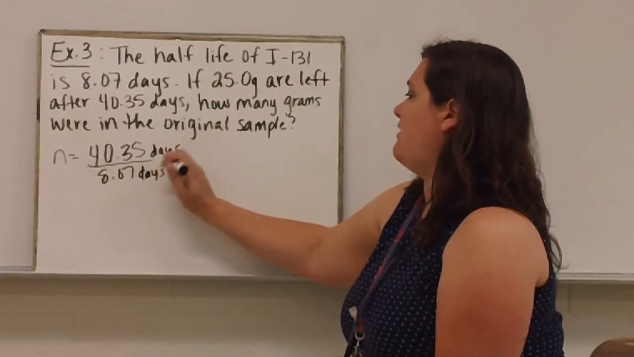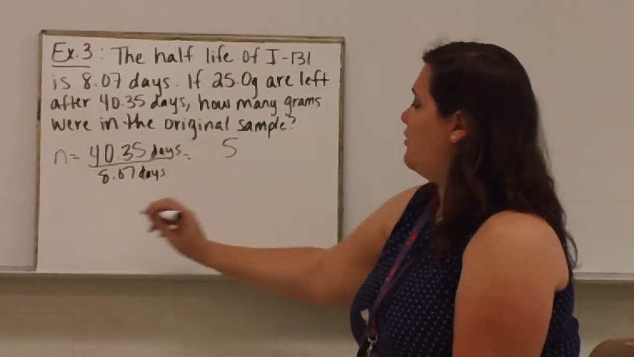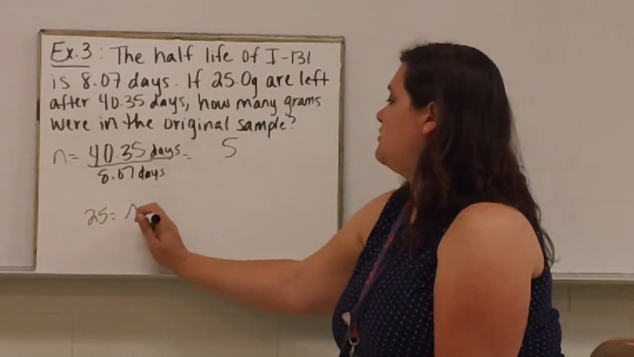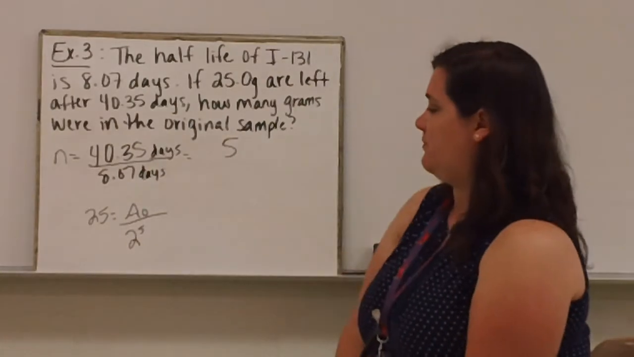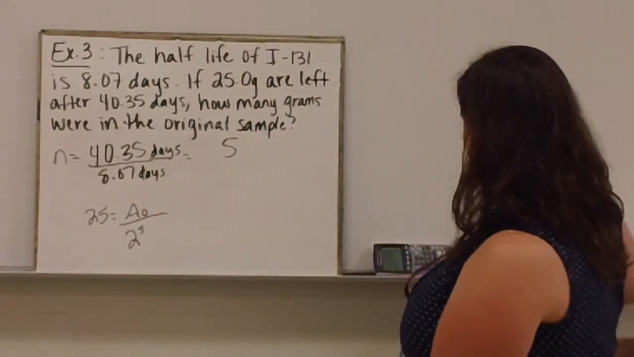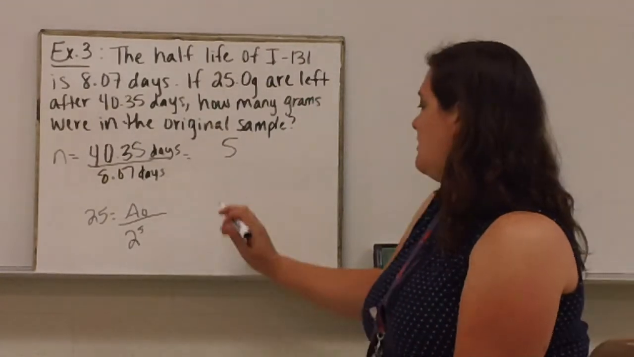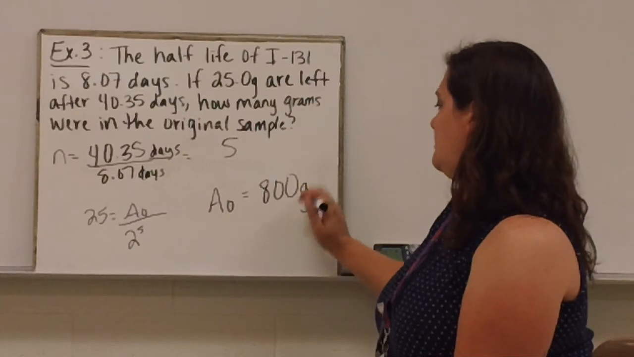And so how many half-lives is that? Right, that's 5. And so our final mass, it says it's 25. Our initial mass is what we're looking for, divided by 2 to the 5th power. And so we'll cross multiply, and we'll have 25 times 2 to the 5th power. And so we find that A0 is 800 grams.